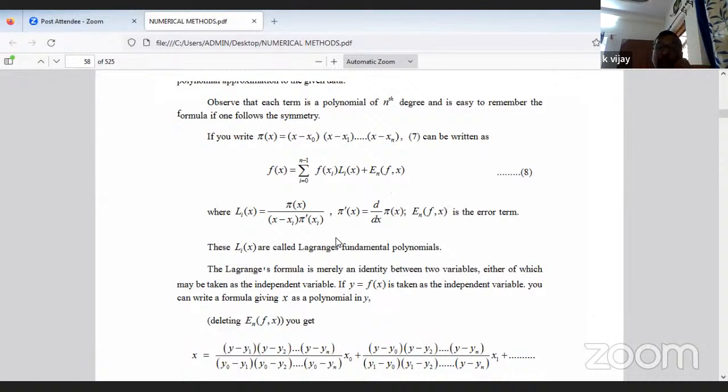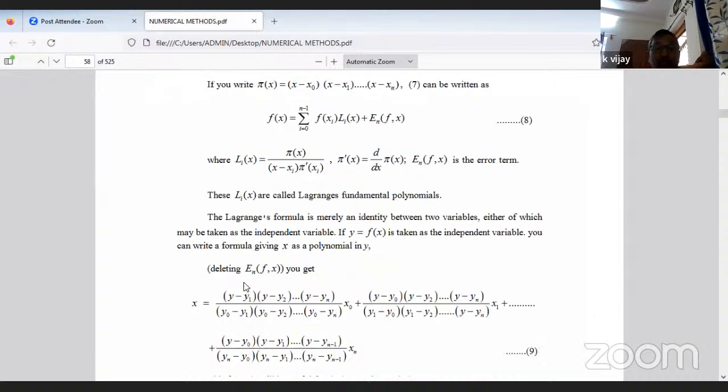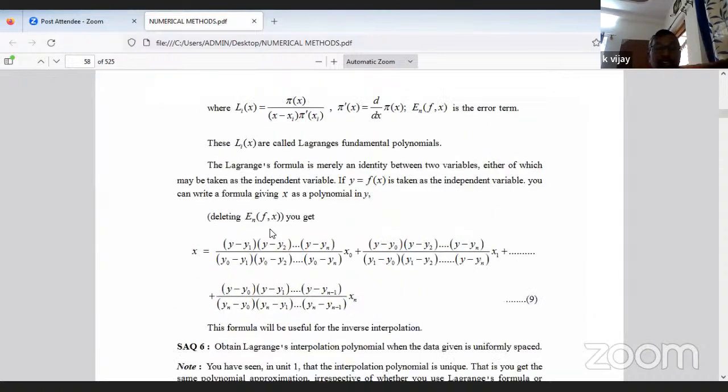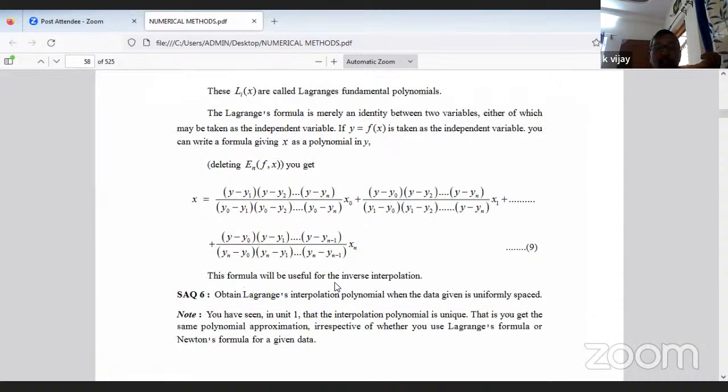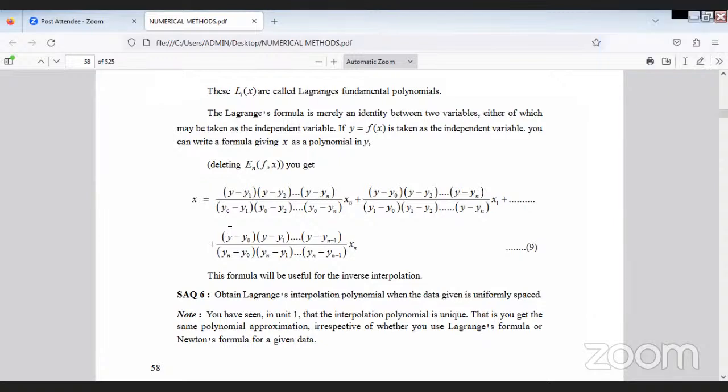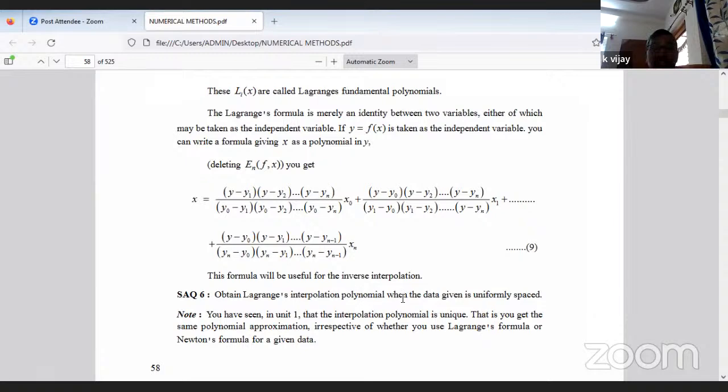So phi dash x equals d by dx, the first derivative of phi of x. This is called the Lagrange's fundamental polynomials. This is also useful for the inverse interpolation formula: y minus y1, y minus y2, and so on, y minus yn, over y0 minus y1, y0 minus y2, y0 minus yn, into x0, and so on, x1, xn. Obtain the Lagrange's interpolation formula yourself, you have to do it.